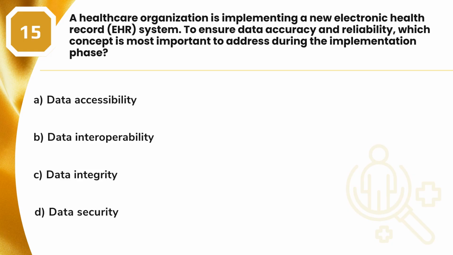Question 15. A healthcare organization is implementing a new electronic health record (EHR) system. To ensure data accuracy and reliability, which concept is most important to address during the implementation phase? A. Data accessibility. B. Data interoperability. C. Data integrity. D. Data security.